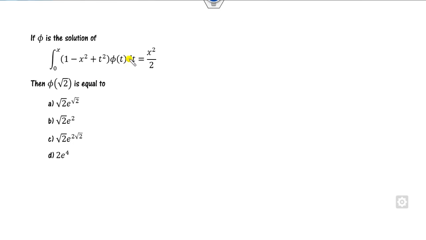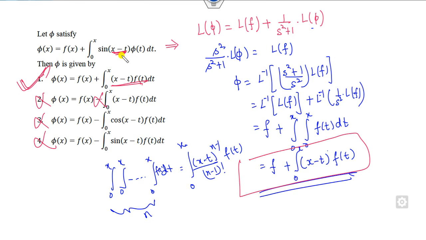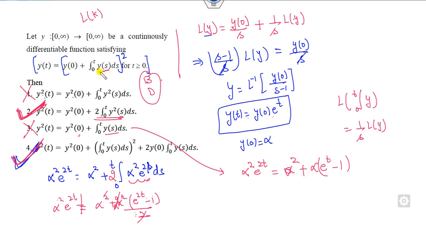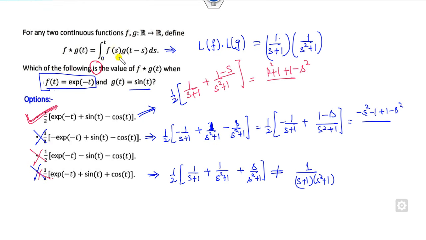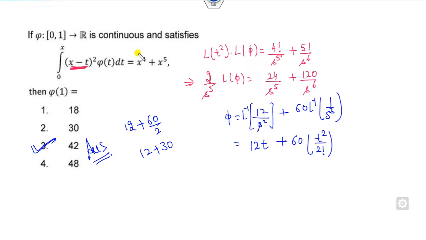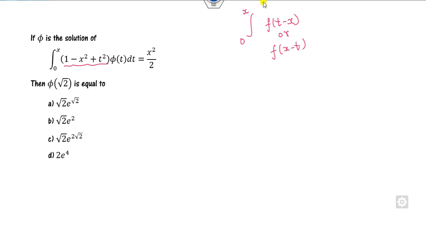Okay, look at this one. Here you can see the limits are 0 to x, but the function is not in the form of t minus x or x minus t. In the previous case, this was x minus t, so this is a convolution. Whenever there is x minus t, then only you can apply the convolution. But in this case, it is not a convolution. It means you can't take the Laplace transformation on this problem.